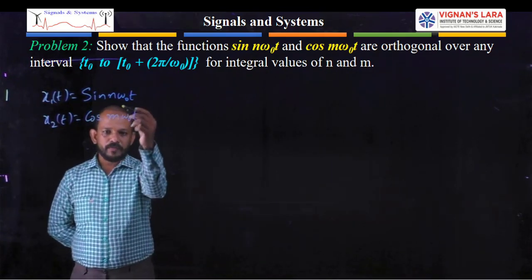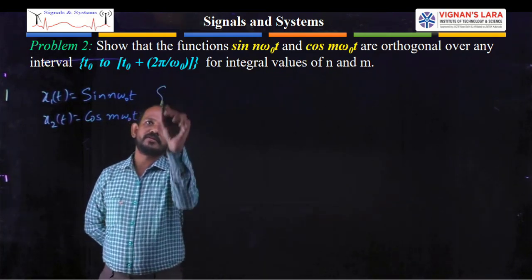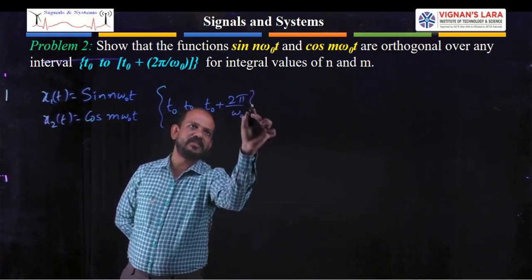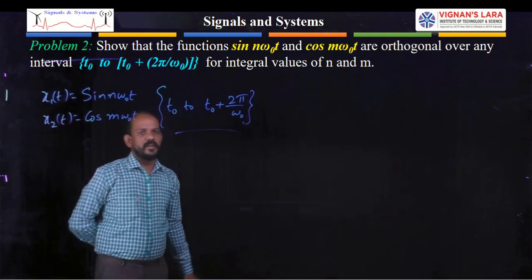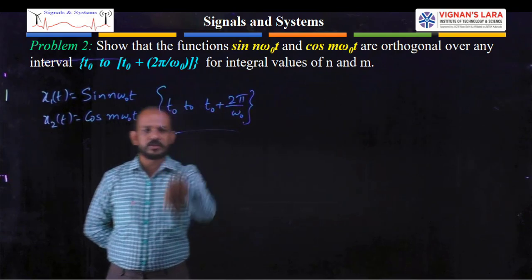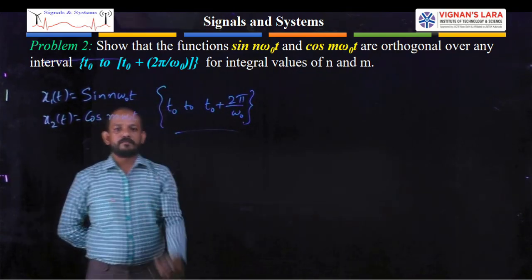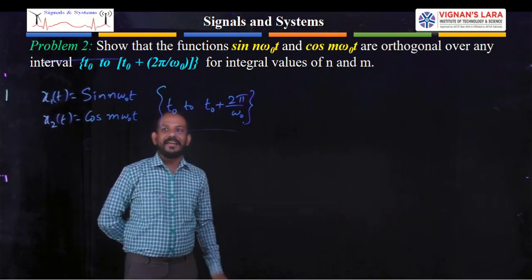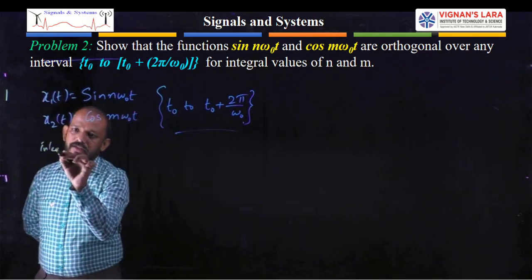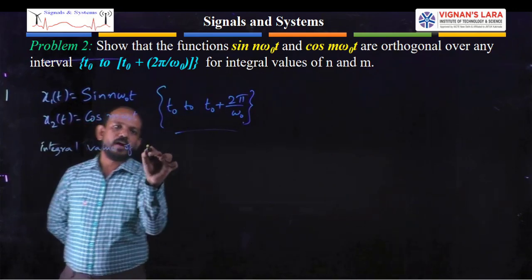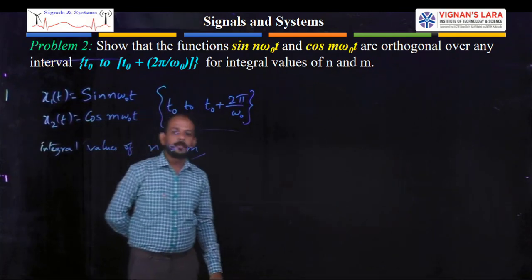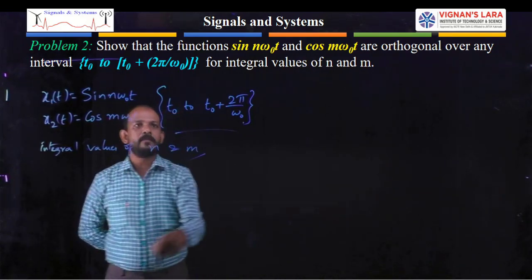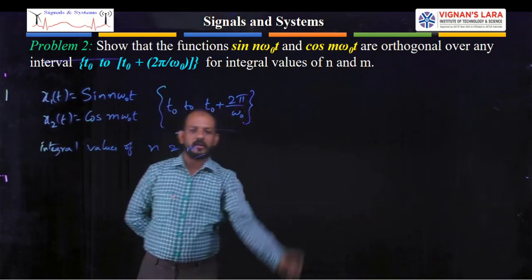Okay, so now the given interval, what is the interval? The interval is t naught to t naught plus 2 pi by omega naught. This is the given interval. So for any such interval, the signals x1 of t and x2 of t, that is sine n omega naught t and cos m omega naught t, are orthogonal for integral values of n and m. We have to prove this one. So these two functions are orthogonal for integral values of n and m over any interval t naught to t naught plus 2 pi by omega naught.